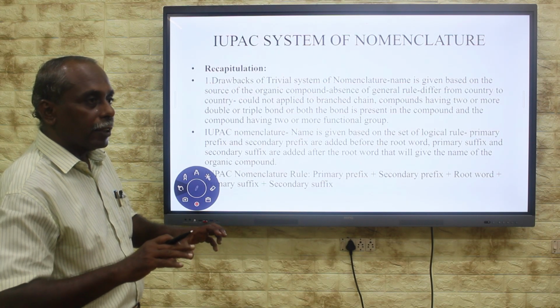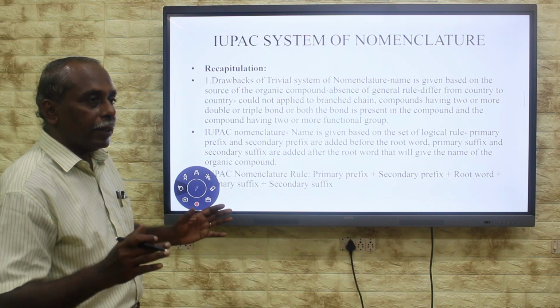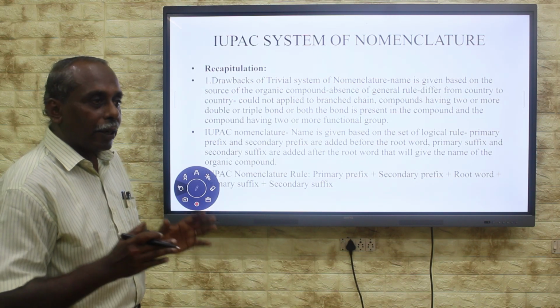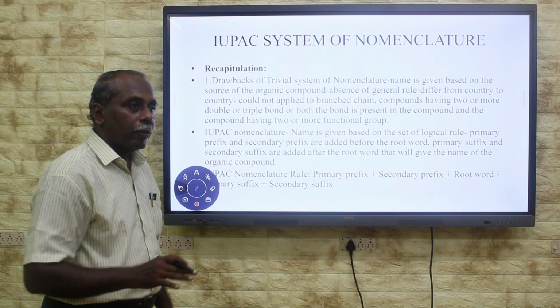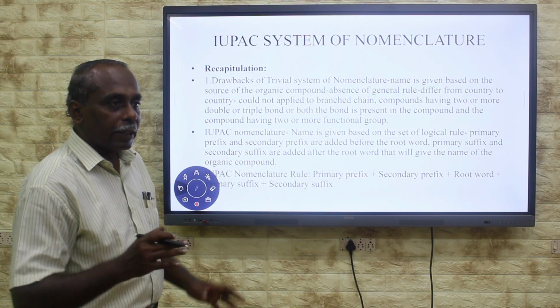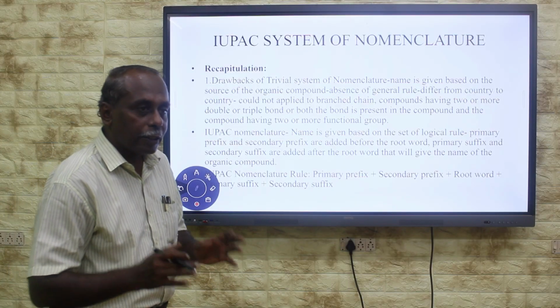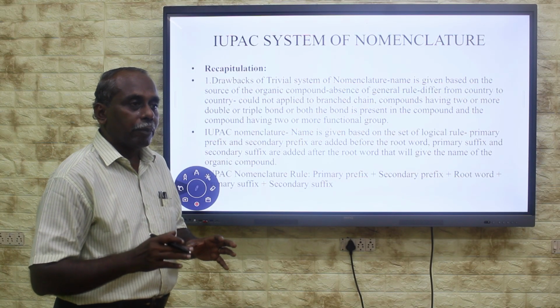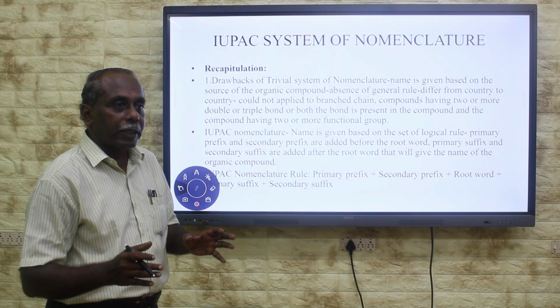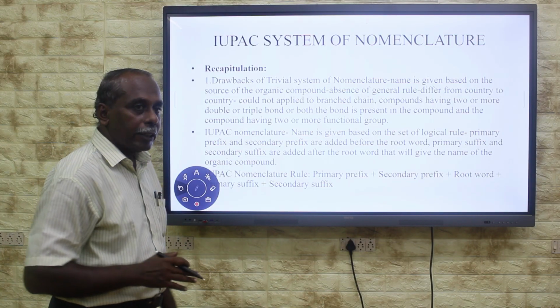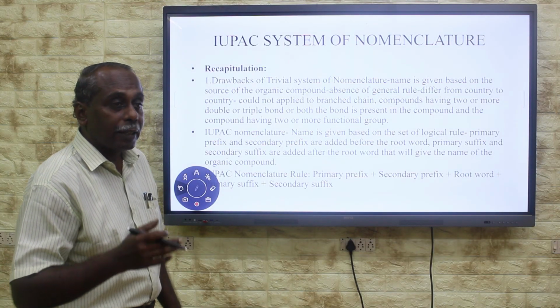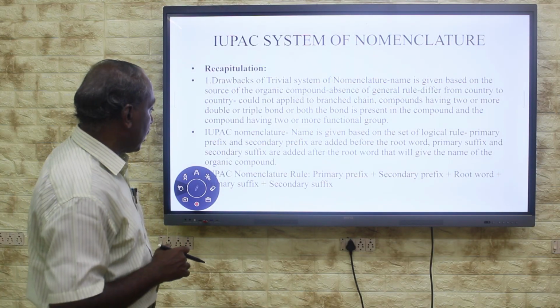With the help of these 5 fragments, we can frame the name for the organic compound. Whether the compound has more double or triple bonds, or more functional groups, or has branches, with the help of this set of rules, we can frame the name for the compound. Therefore, IUPAC nomenclature is superior to the trivial system of nomenclature.